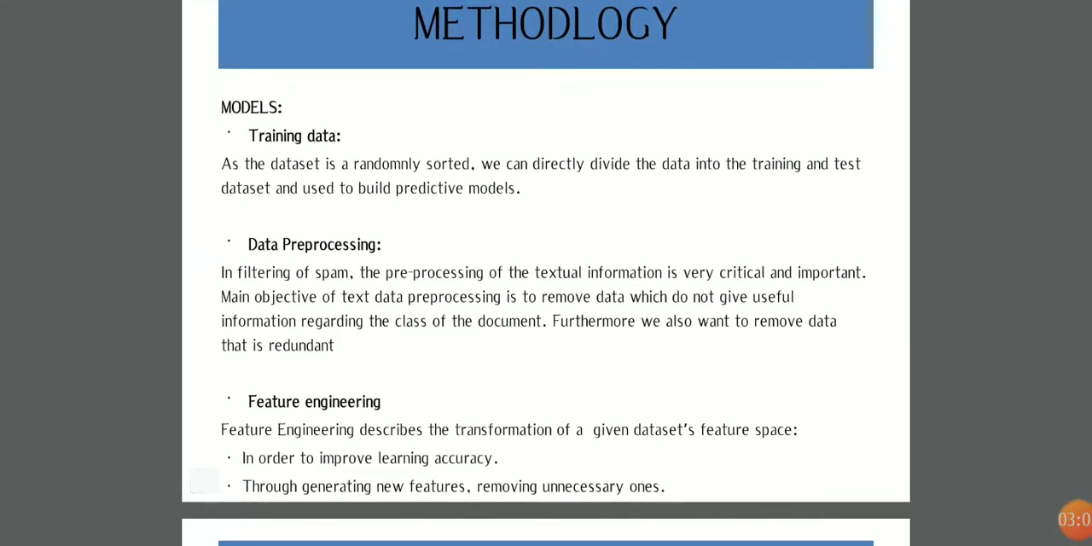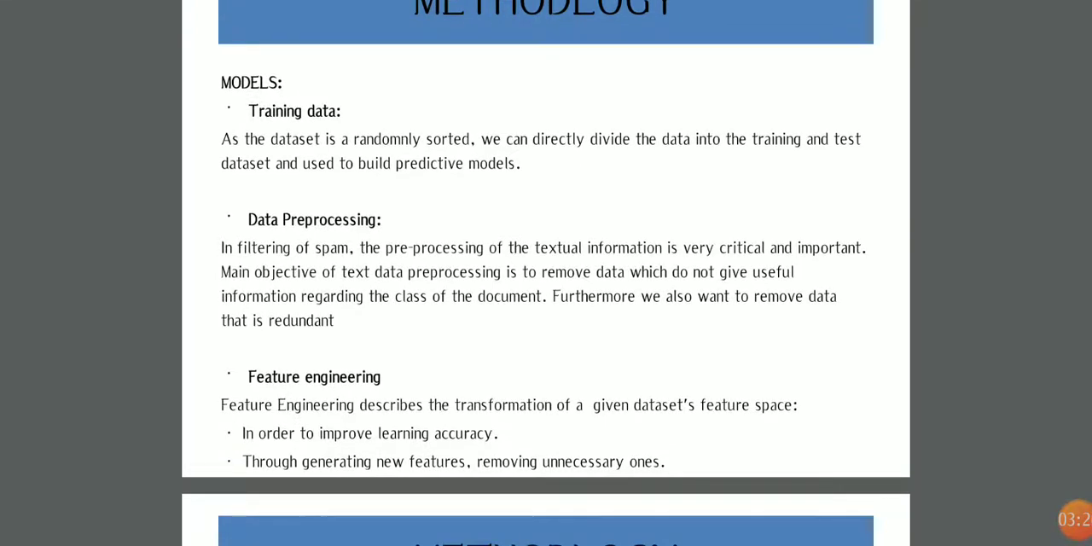The first part used in this project is training data. As the dataset is randomly sorted, we can directly divide the data into training and test datasets and use them to build predictive models. Data pre-processing: in filtering of spam, the pre-processing of the textual information is very critical and important. The main objective of the text pre-processing is to remove data which do not give useful information regarding the class of the document. Furthermore, we also want to remove data that is redundant.